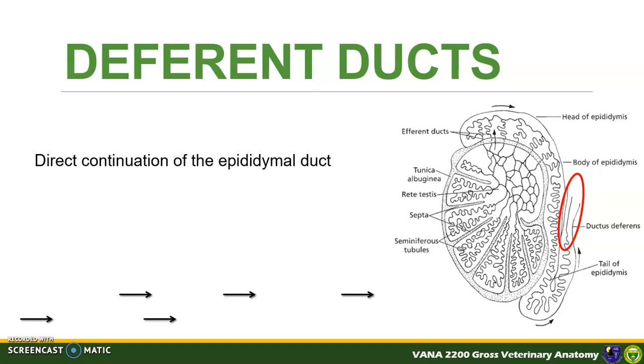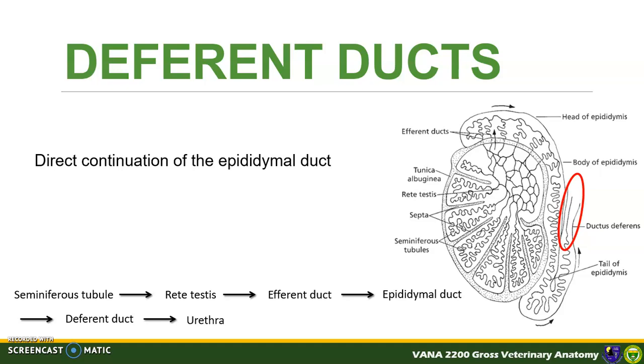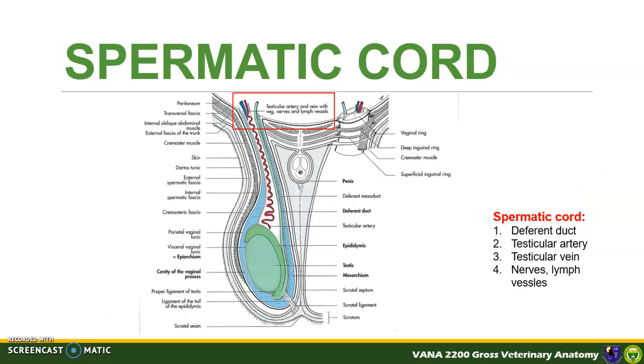Now let us review the order of the ducts: from the seminiferous tubules to the rete testis, to the efferent duct, epididymal duct, deferent duct, and finally the urethra. The spermatic cord is the structure composed of the vas deferens, the testicular artery, testicular veins, testicular nerves and lymphatics, and their serous coverings. The structure extends from the testicle through the inguinal canal. This is one of the structures being ligated during castration.